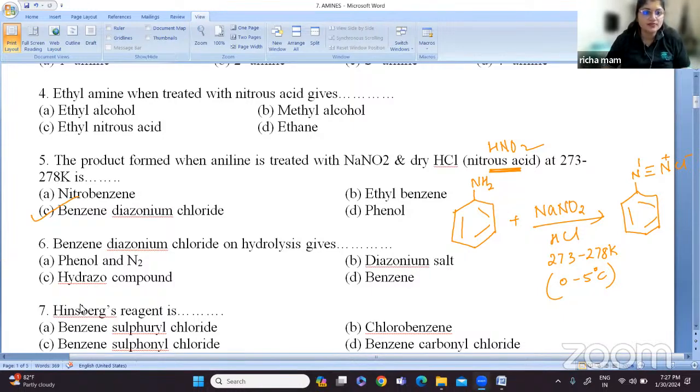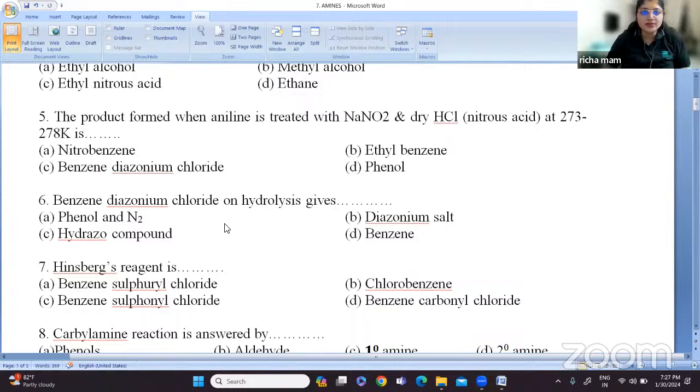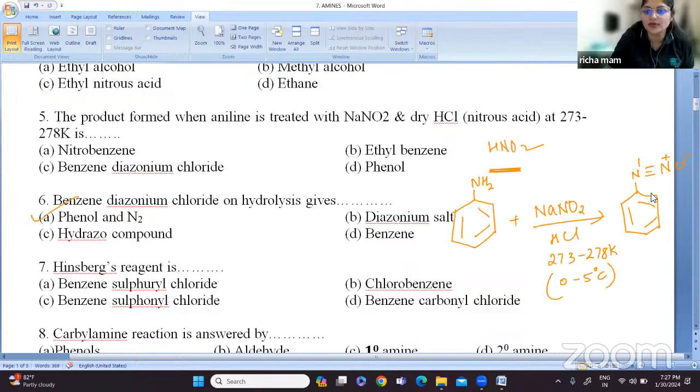Next question. Benzene diazonium chloride on hydrolysis gives. Now further, whatever benzene diazonium chloride is formed, when it undergoes hydrolysis, what does it form further? What is the product obtained, students? When it undergoes hydrolysis, what is the product obtained? Okay, I've got one answer. Vedvati has answered it as A. What about others?